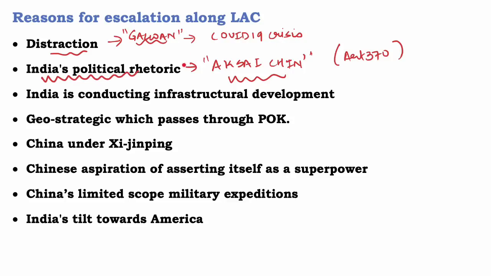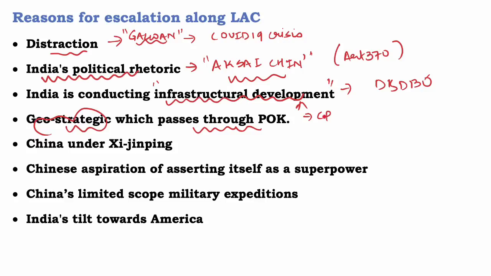Now, the third reason that can be highlighted for the increasing escalation along the LAC is the infrastructural development that is taking place. The infrastructural development conducted by India, especially the DSDBO road, that is the Darbuk-Shayok-Daulat Beg Oldie road, has not been going well with China, and this infrastructure development by the Indian side has brought out frustration from the Chinese side. The next cause of escalation along the LAC is geostrategic importance. Now, this area is very important because of its geostrategic location, as it passes through the area of CPEC.